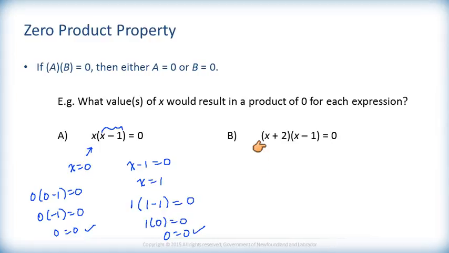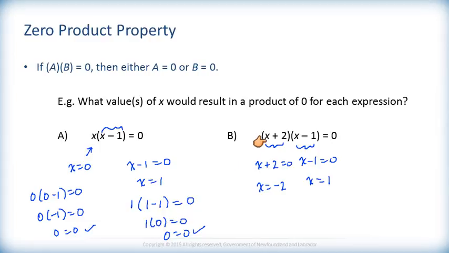Let's simplify the process a little bit here. For the next one, we've got (x + 2)(x − 1). Well, we already know for this second bracket from the first example, if x was equal to 1, that bracket would work out to be 0. On the other hand, if this bracket worked out to be 0, then we would also get 0 for the whole expression. So we would use negative 2. What number plus 2 gives us 0? Well, it's negative 2.